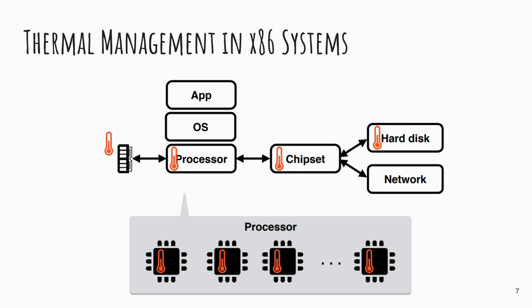And on top of that, the processor can use other hardware resources like chipset, hard disk, network, memory. Apart from the network, each resource can also be measured for heat temperature.